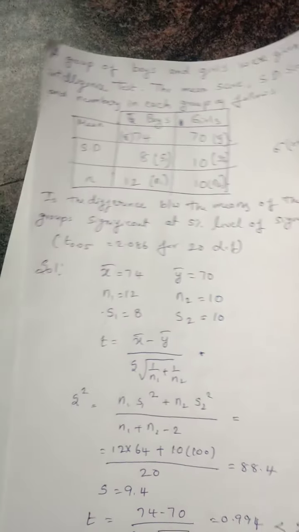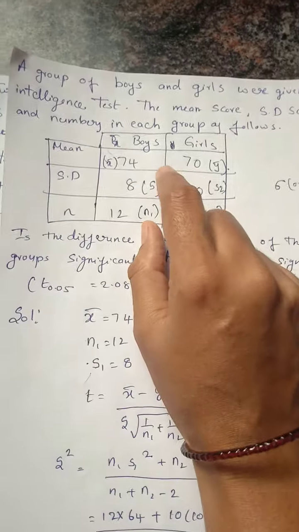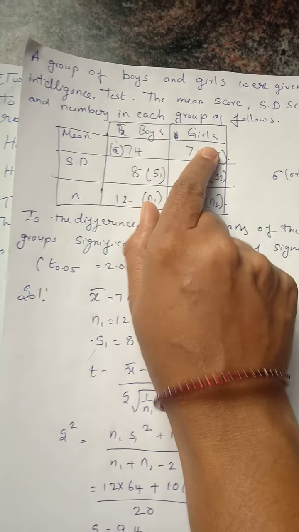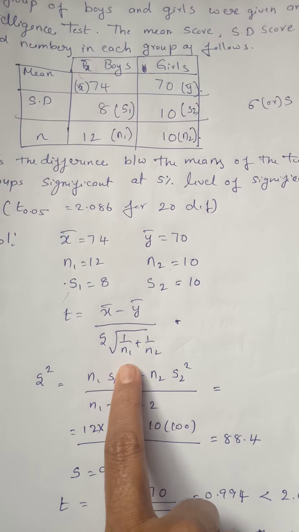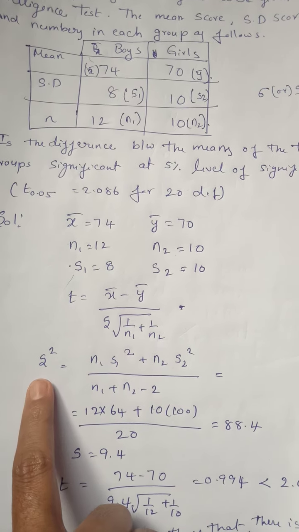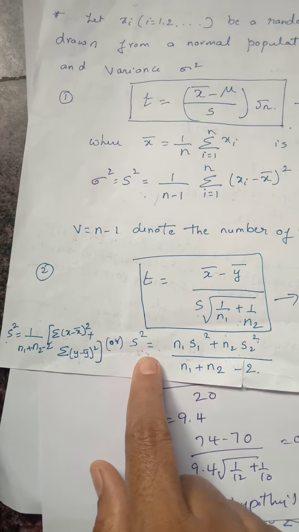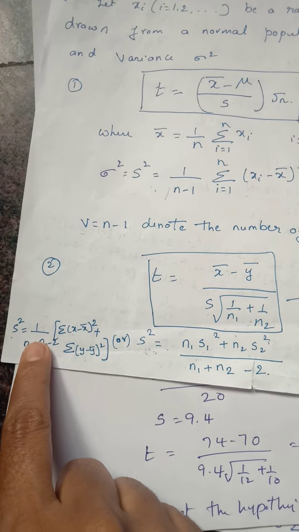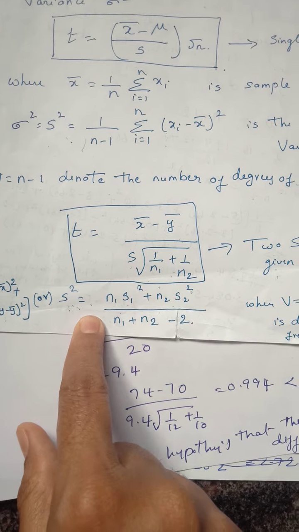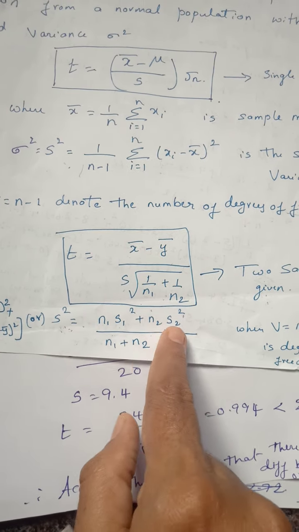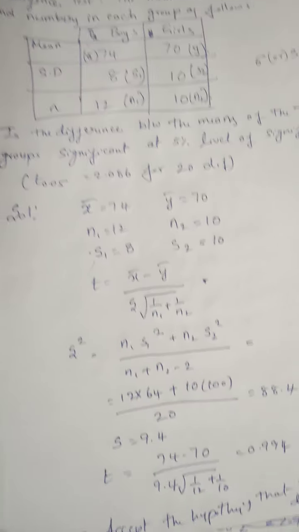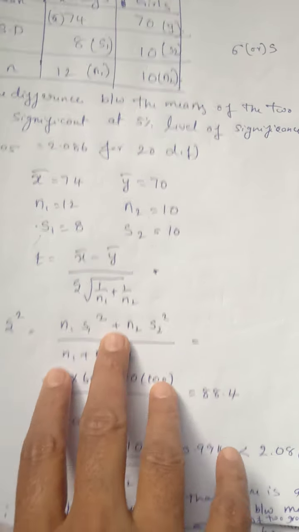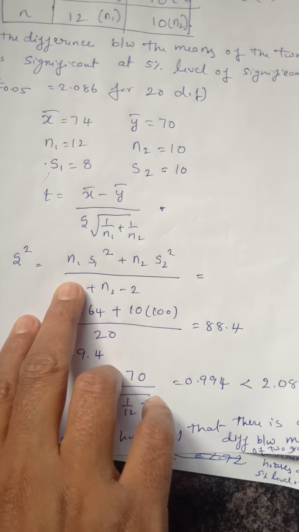In the previous video we solved the problems when a single mean is given. If two means are given, this is the formula: x bar minus y bar by s into square root of 1 by n1 plus 1 by n2. Again, we already discussed, we have two formulas to find the s square value. So I am not applying the first s square formula. I am applying the second s square formula because s1 and s2, n1 and n2 are given directly, and x bar and y bar also.